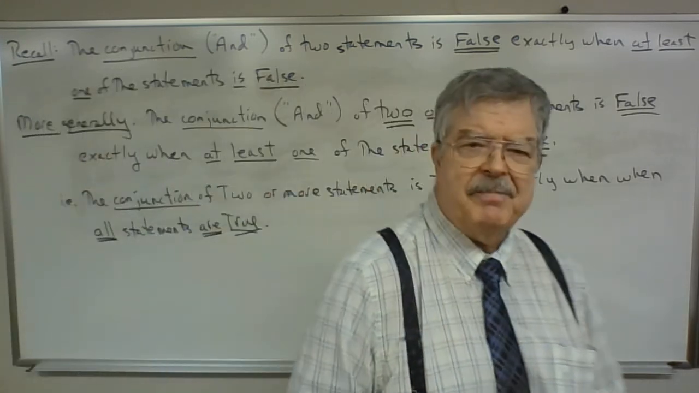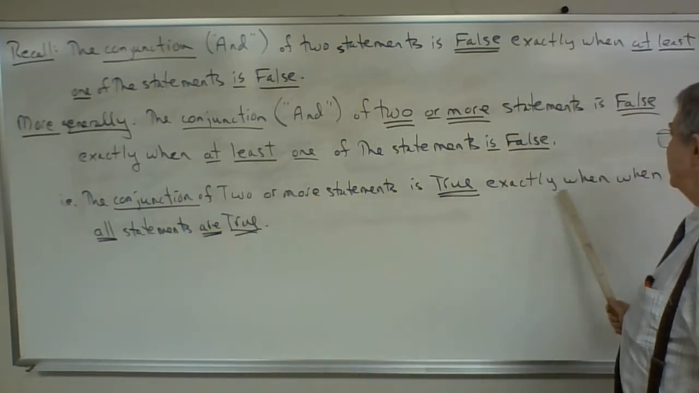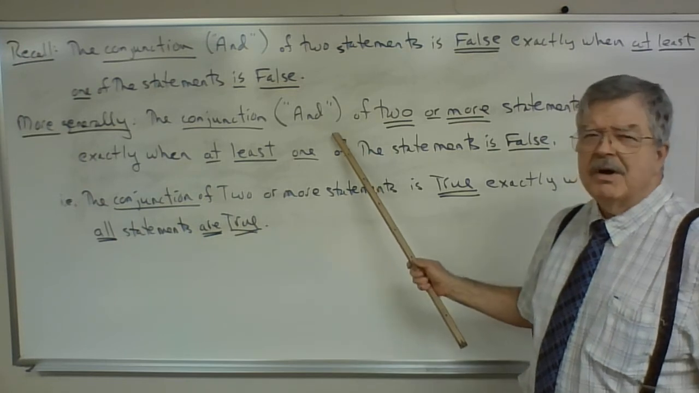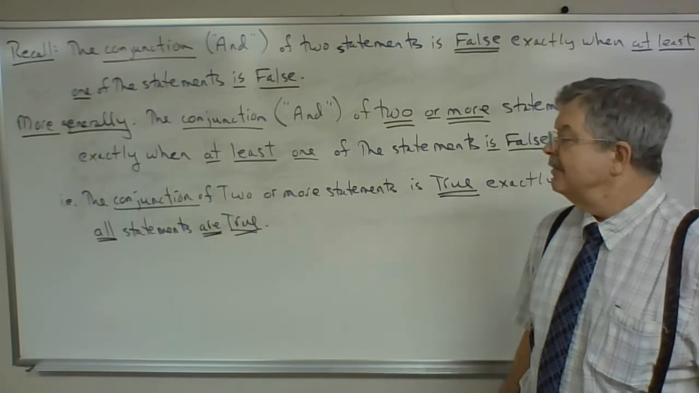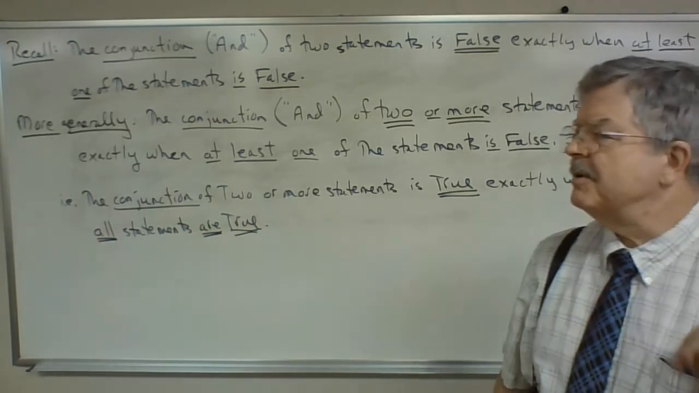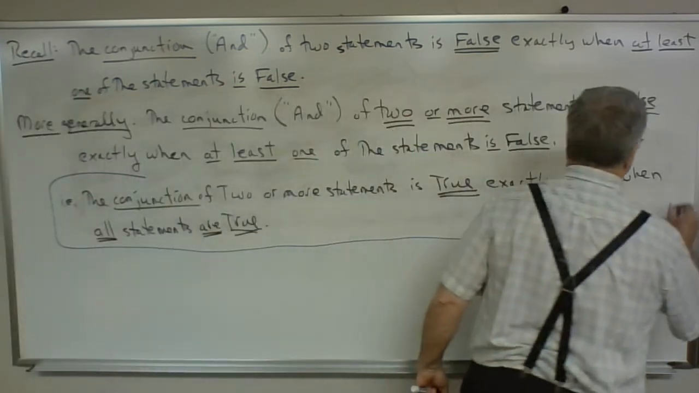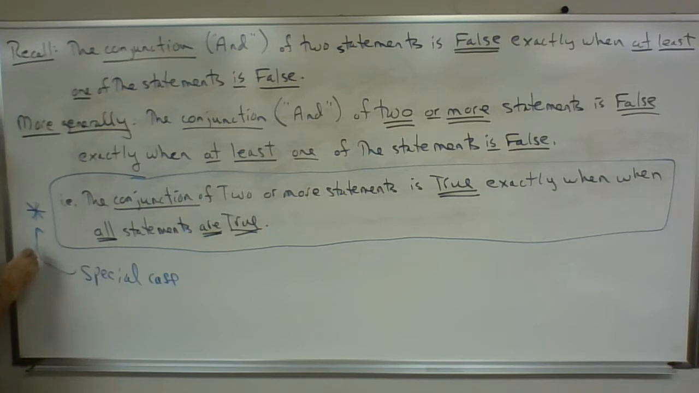This may actually be the special case that we want to remember. The conjunction of two or more statements is true exactly when all statements are true. So if at least one of the statements is false, the whole thing is false. So let me do this a little bit more correctly than when I started out. We like to have special cases for each kind of compound sentence. So this is the special case.